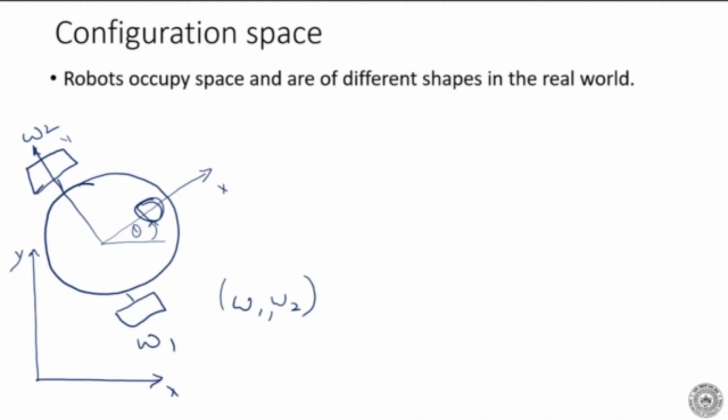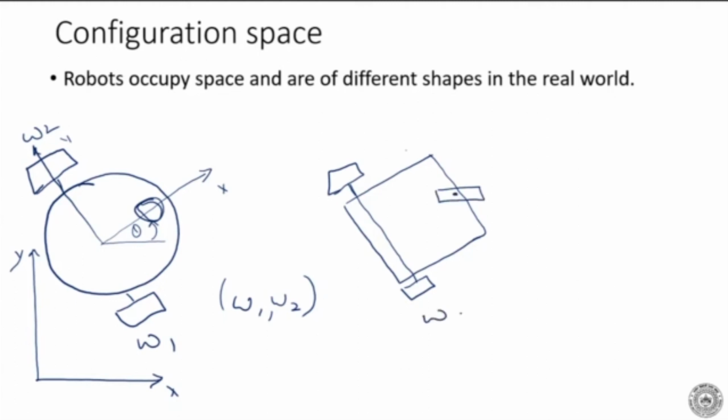Now we have another kind of robot, let's say a car-like robot. We have a wheel connected here, and we have a steering wheel here. Let me just have one steering wheel, like an auto or a tempo, which you must have seen. So this is omega, and that has the steering angle, which is phi.